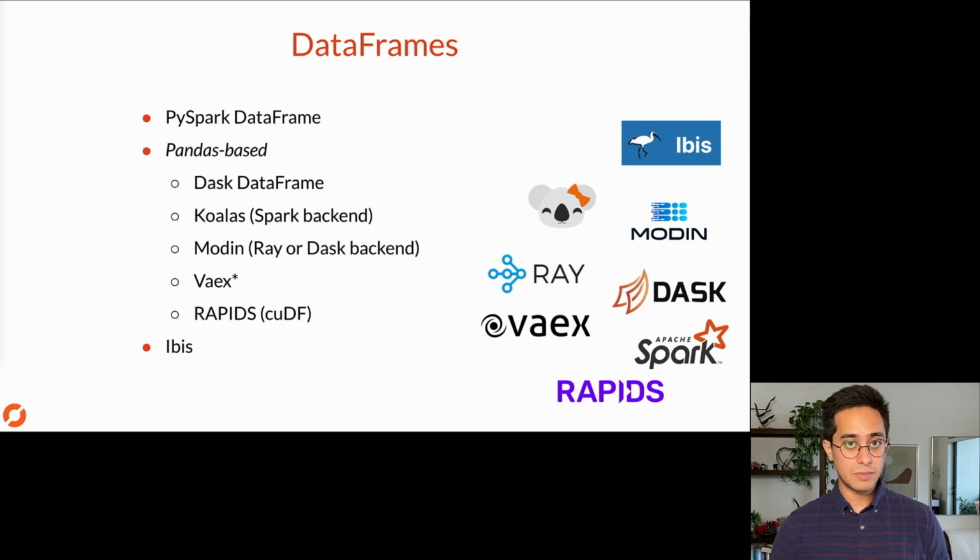Ibis here is a good thing to mention too, which is not pandas based. It's a data frame API that's more SQL focused, but it's meant to have different interchangeable backends, like Postgres or Snowflake or anything like that, but your code is a data frame API. So there's a lot of choices here, right?